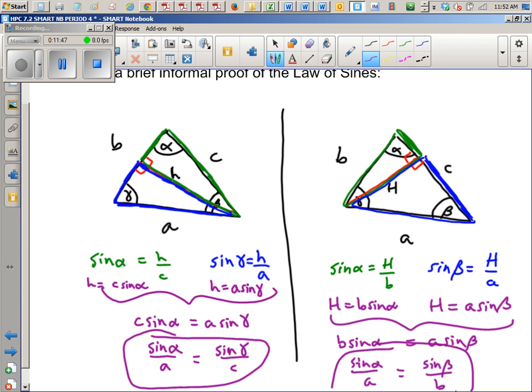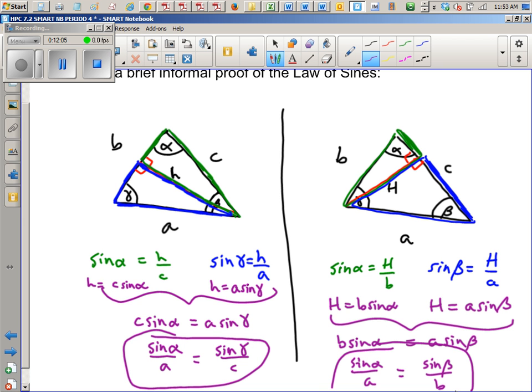By the transitive property, then sine of beta over B would equal sine of alpha over A, or sine of gamma over C. It's actually really not a very hard proof. As far as proofs go, it's actually a pretty simple one. The Pythagorean theorem is harder to prove than that. Really.